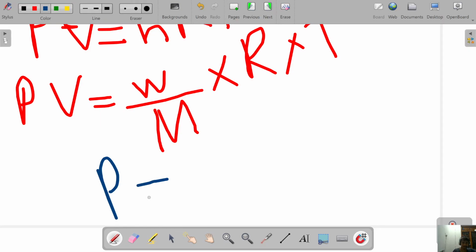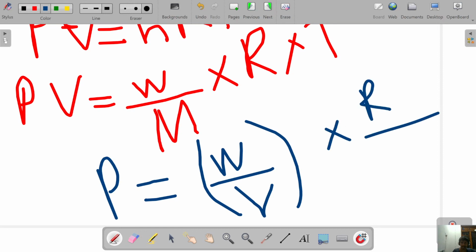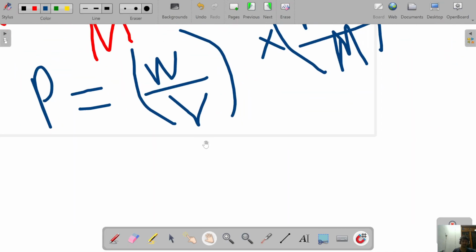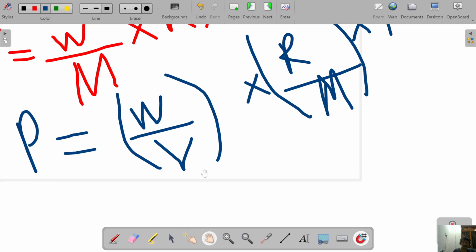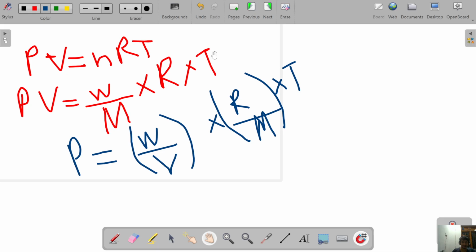Now let's move V under the w, like w by V. So P is equal to w by V into R by M into T, the temperature in Kelvin.